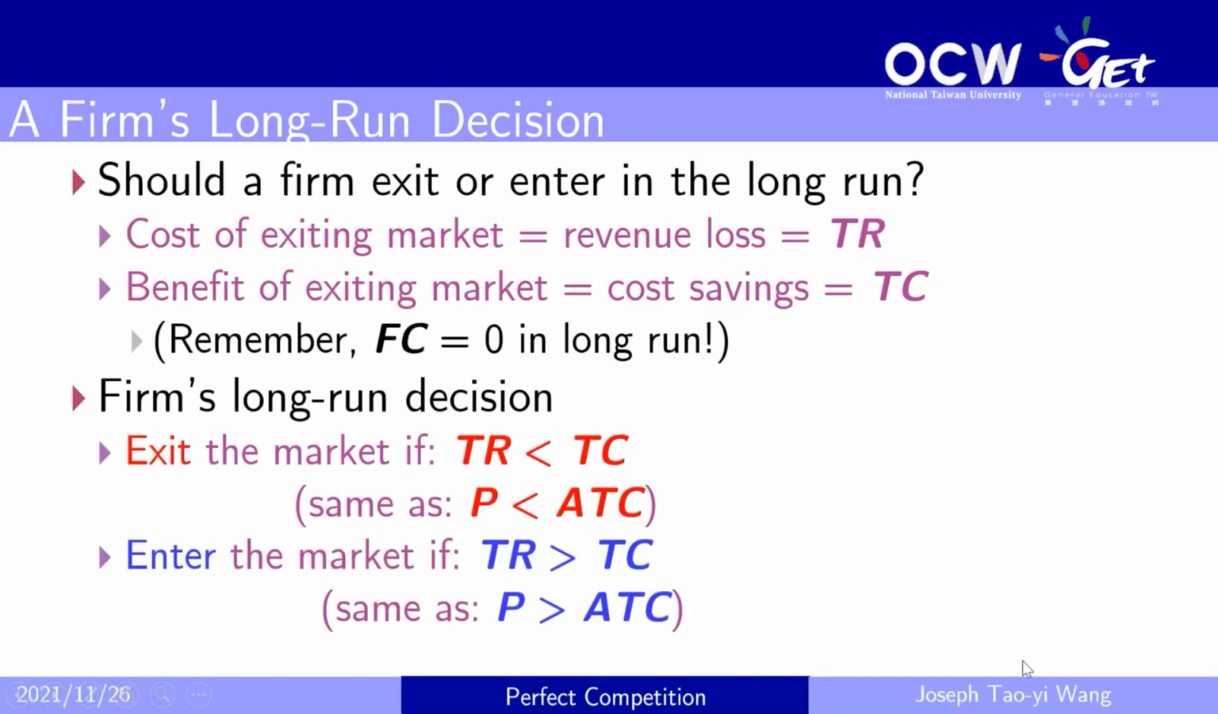The flip side is this. Remember, we have free entry. So if a firm is making profit, the other firms say, hey, maybe I should come in. So if you see total revenue greater than total cost, then you should enter, because you're making a profit. And if you divide both sides, of course, that means that you are above the average total cost curve, because it's P greater than ATC.